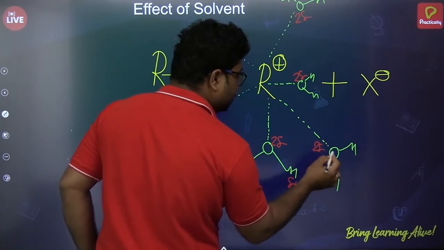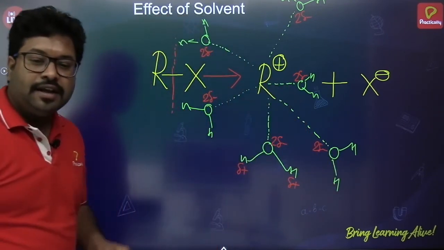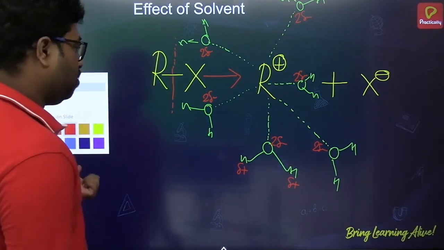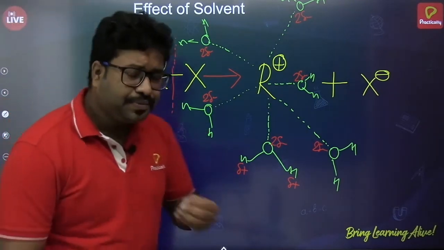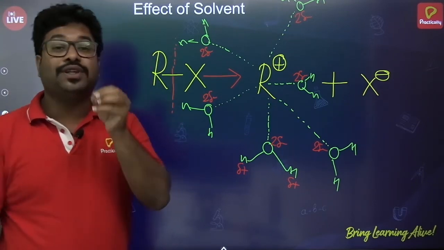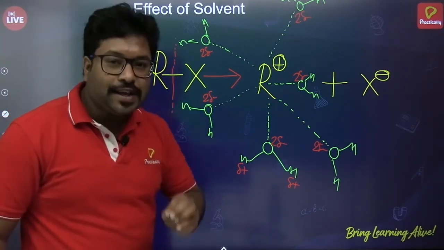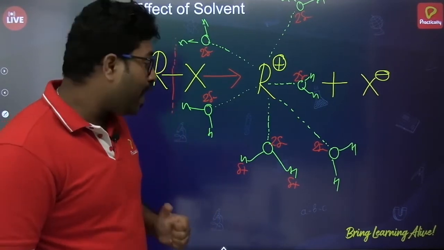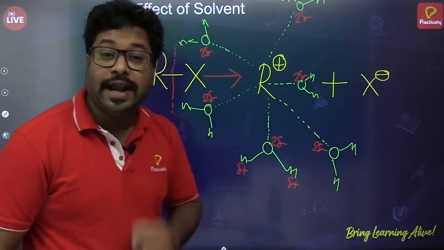And what do we have on R? We have carbon. We have a plus charge there, no? So it is obvious that it will be solvated. R plus would get solvated by water through oxygen. Your X minus would get solvated by the water molecule through hydrogen. Why? Because hydrogen is having delta plus on H.